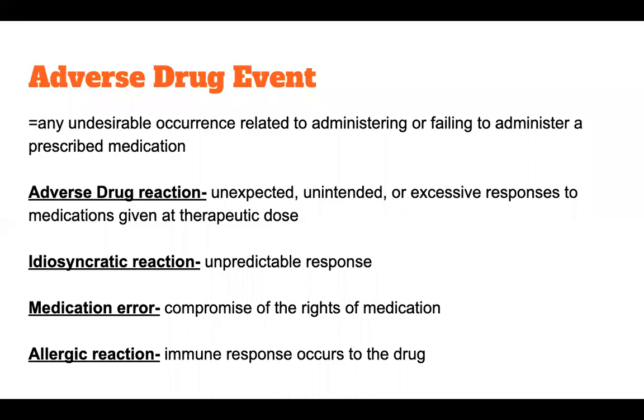So this is a drug that you would give at an appropriate dose, and you would have unexpected, unintended, or excessive response. An idiosyncratic reaction is an unpredictable response. A medication error is a compromise of the rights of medication. So if you'll just pause the video and take a moment to write down the 9 rights of medication and refresh yourself. And then an allergic reaction, as we went over last week, is an immune response that occurs to the drug.